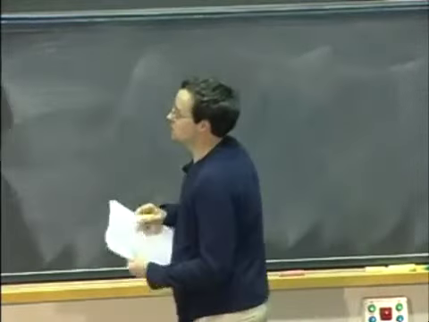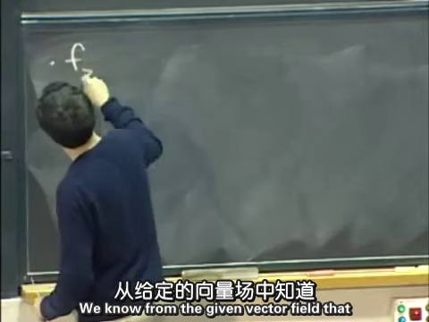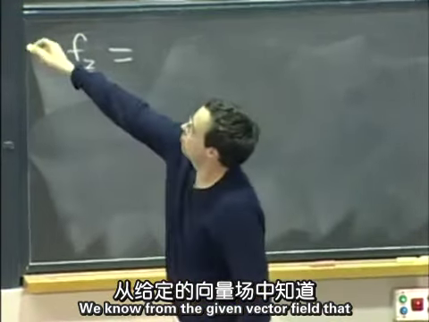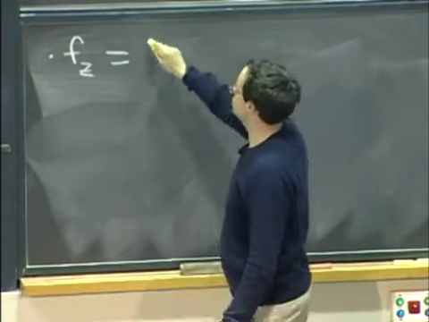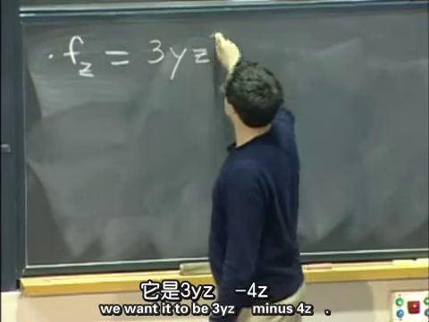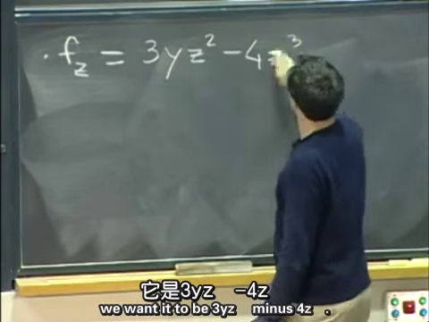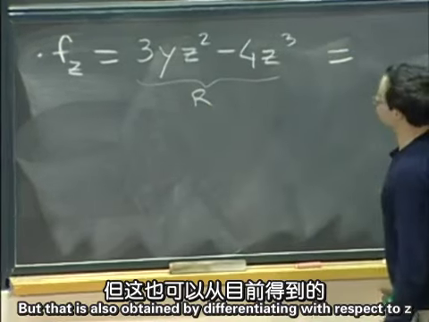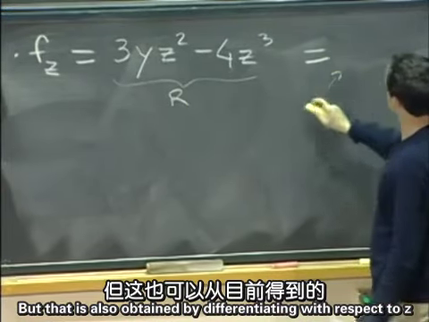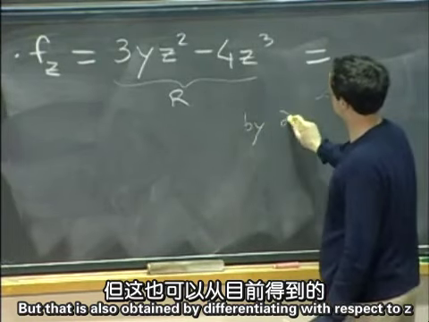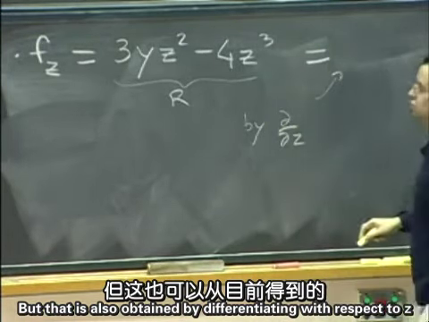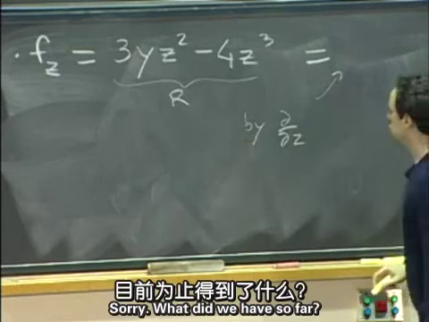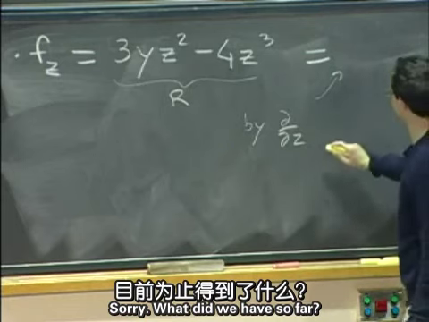Okay, so f sub z. Well, we know from the given vector field that we want it to be 3yz squared minus 4z cubed. In case you're wondering where that came from, that was R. But that's also obtained by differentiating with respect to z what we had so far. Sorry, so what did we have so far?